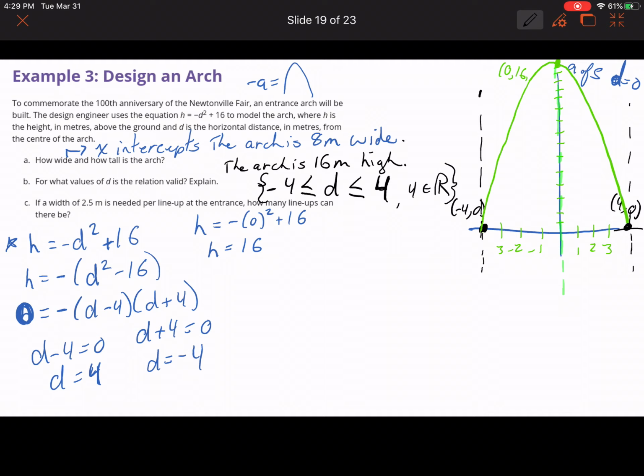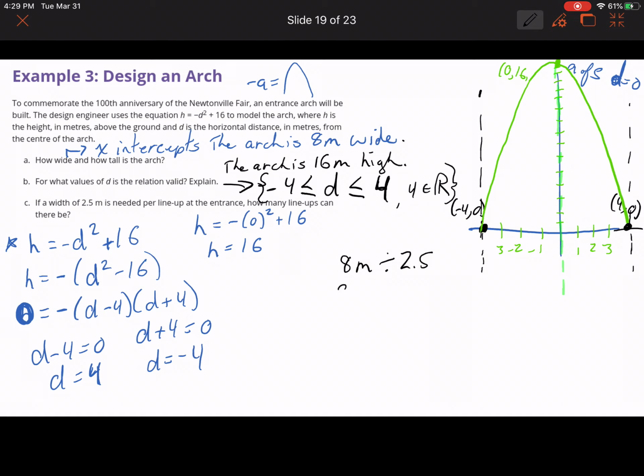So C, well, that's B. C: if a width of 2.5 meters is needed per lineup at the entrance, how many lineups can there be? So we have 8 meters. We want to divide them by 2.5. How many 2.5s can we have in there?